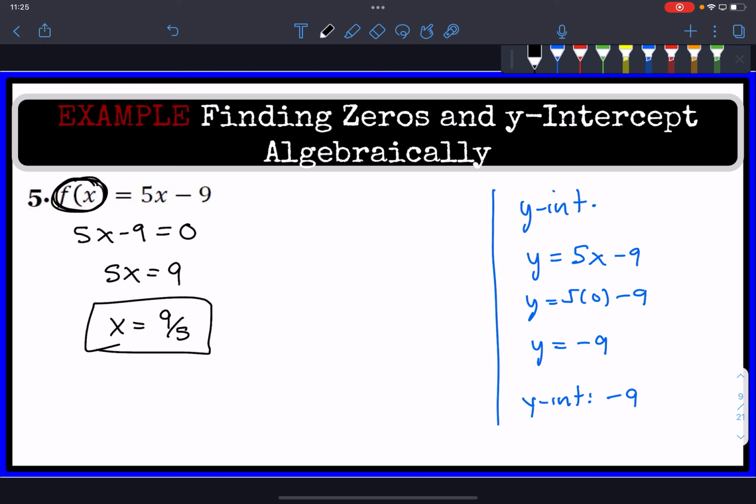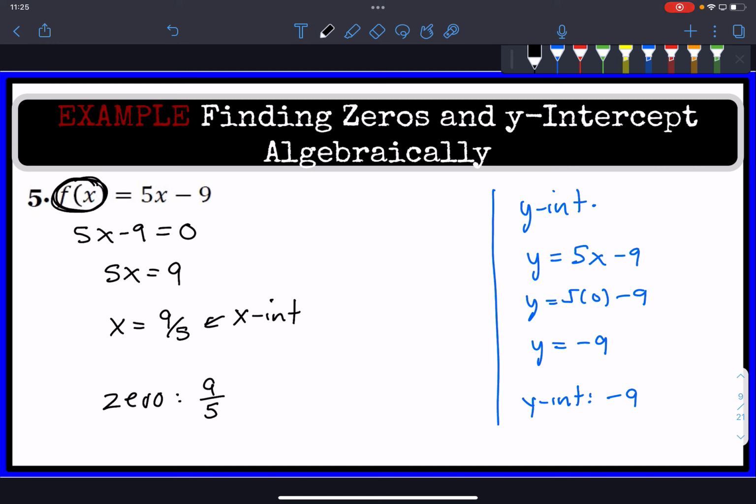And this solution for x, this value of x equaling 9 over 5, that is my x-intercept. So this is my x-intercept, which again we are now calling the zero. So we have the zero of 9 over 5. What this means is that if I plug this number into the value of x, that's going to make the equation equal to 0.